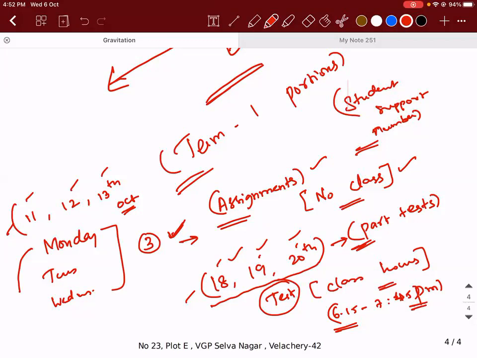These will be MCQ pattern, right? Yeah. Completely according to the new pattern. Okay. The main objective is to ensure you're thorough with the term 1 portions. Okay, that is one thing.